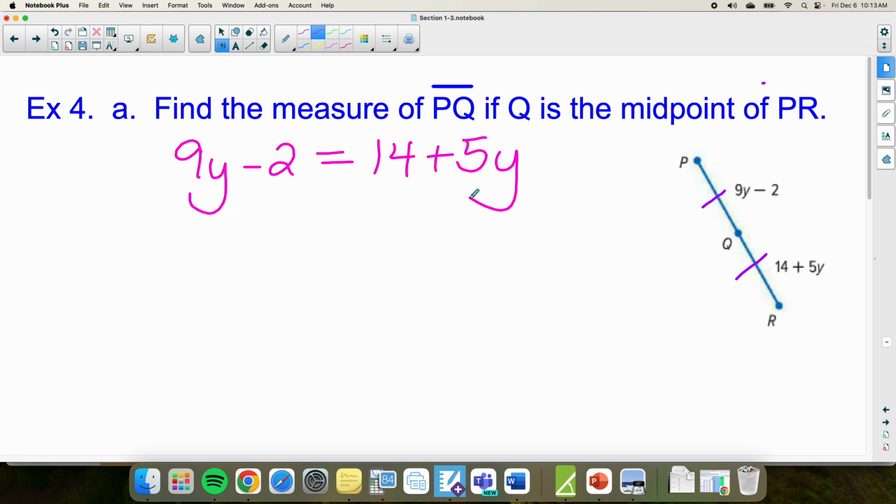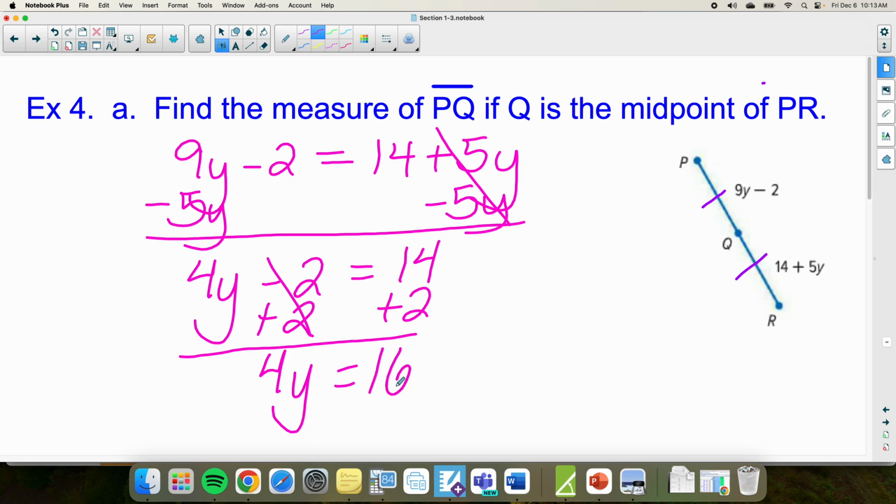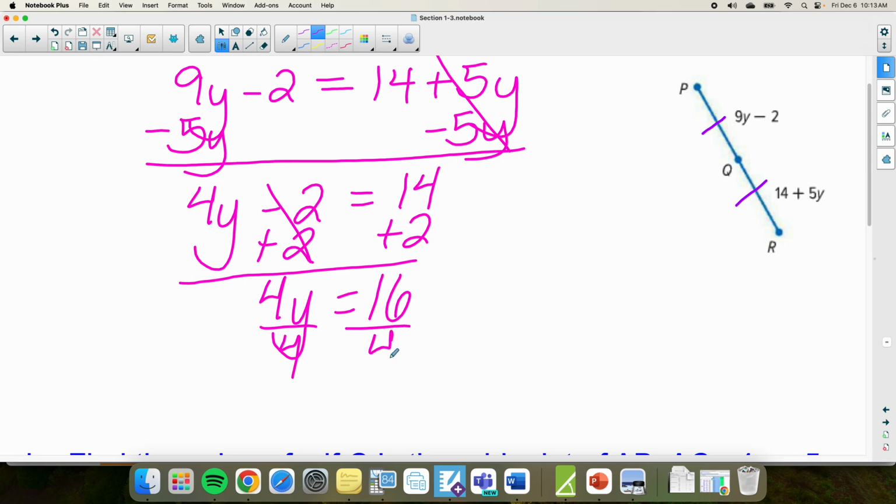So now what I'm going to do is bring my 5y over by subtracting 5y. 9y minus 5y is 4y, and then I have minus 2 equals 14. Add 2, and I get 4y is 16. Are you guys all pretty good about solving equations like this? Everybody kind of get that? Okay. Then we're going to divide by 4, and y is 4.